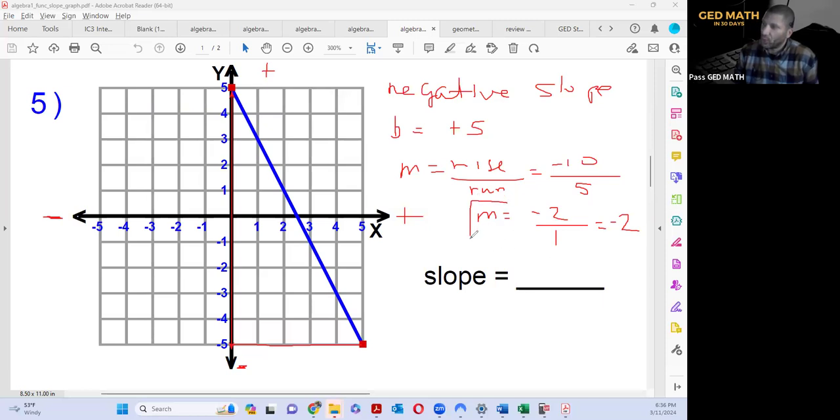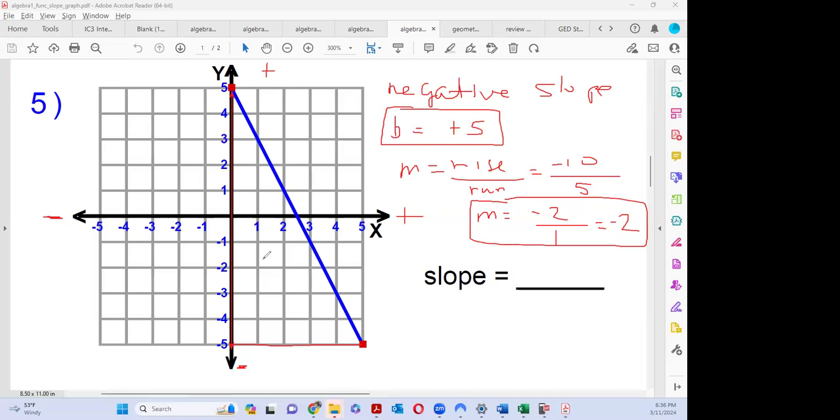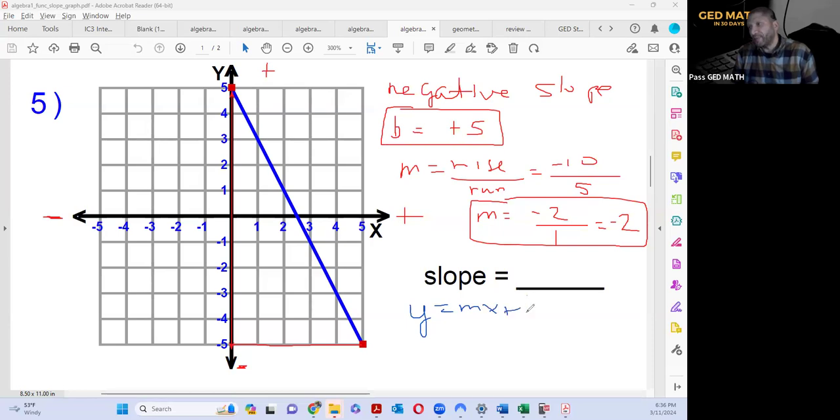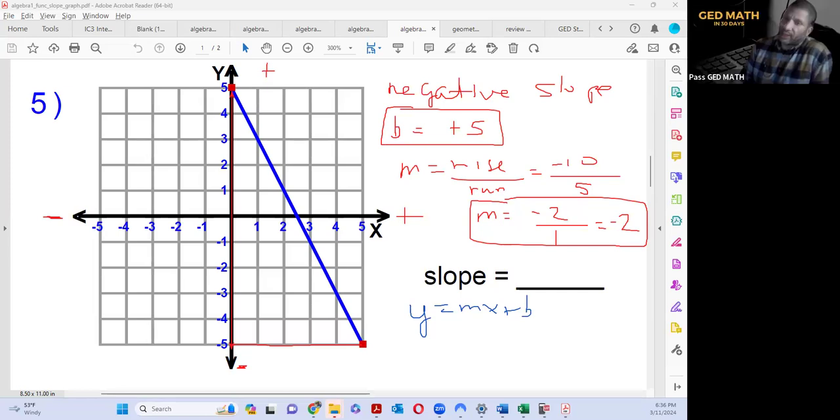Negative 2. So our slope is negative 2. Our y-intercept is plus 5. What would my equation of the line be? If we know the slope is negative 2 and the y-intercept is positive 5, what's the equation of the line?